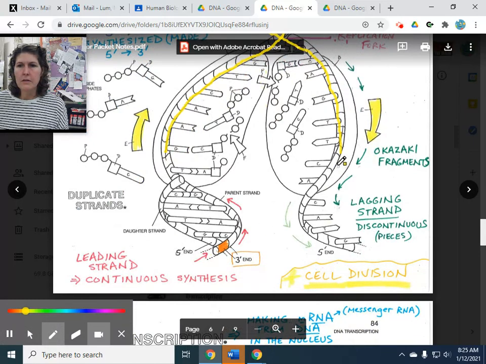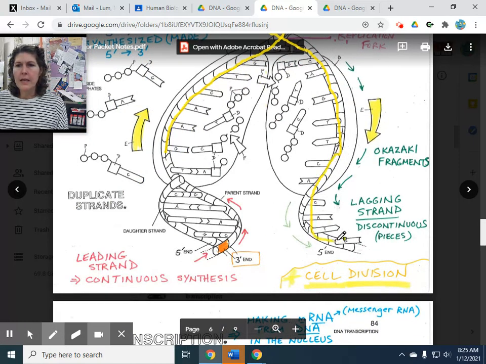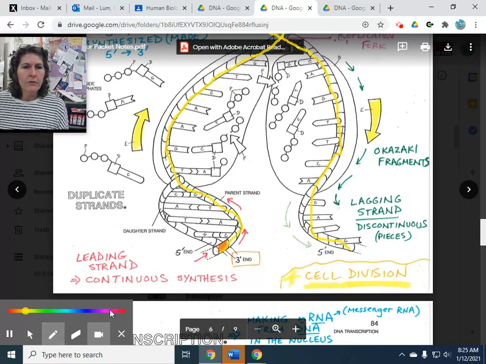Start this color a little bit. And helicase has gone through and broken it apart. So there is my original DNA. I am now going to start adding some new DNA in it.